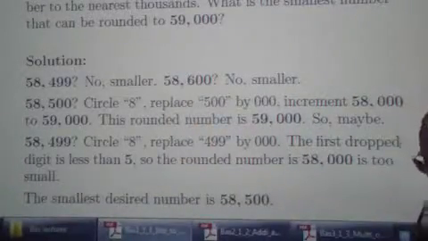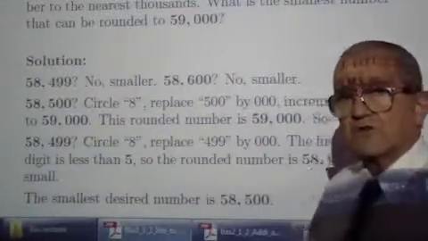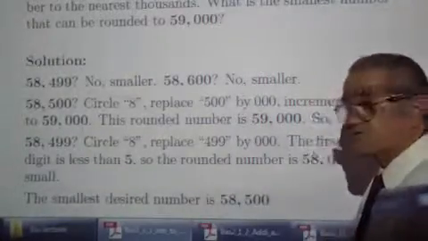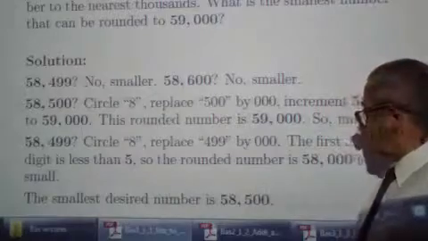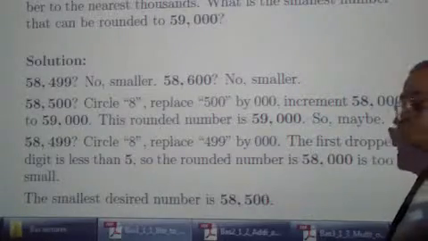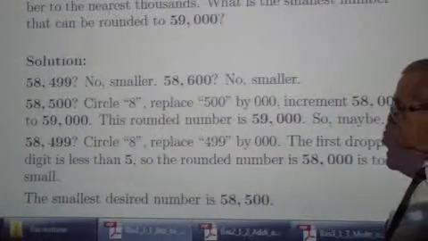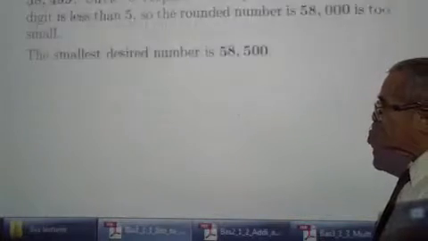Okay, I'll leave this up for a few seconds. You can read it. You can take notes if you'd like. Okay, then we go to the next section.